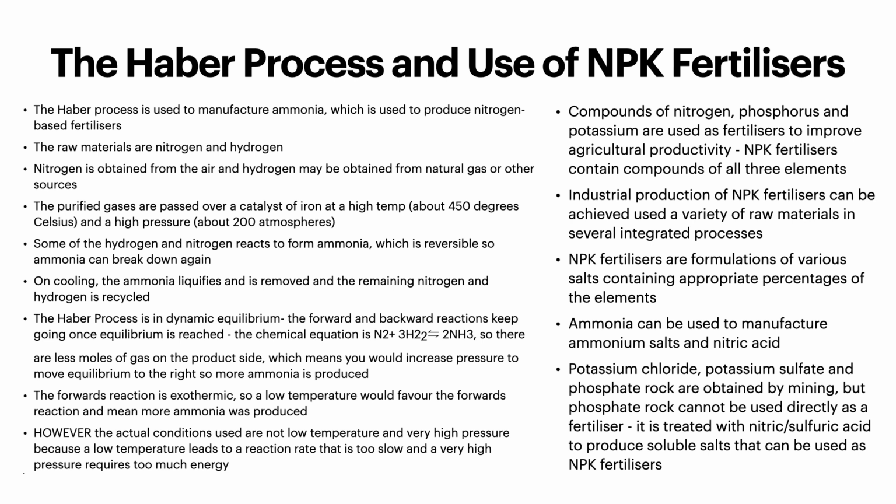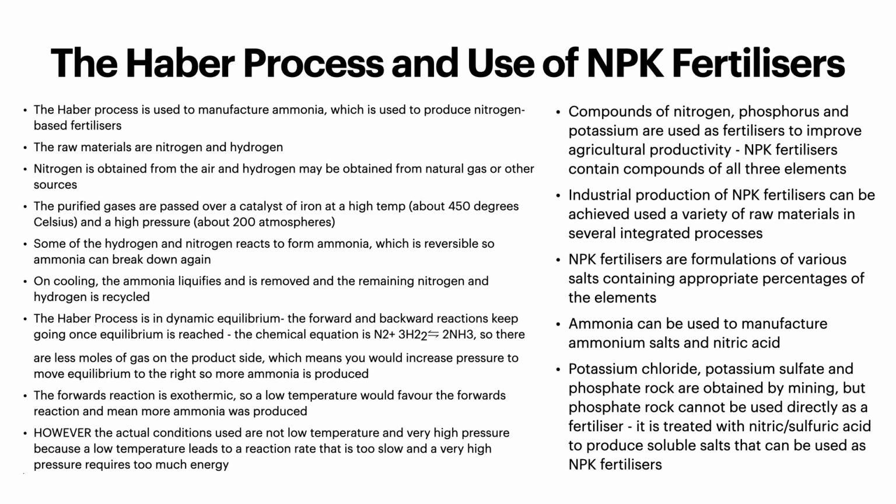You can see here the chemical equation. Just to clarify, there's not meant to be two twos on the end of the hydrogen, that's just a 1, 2. Apologies for that. As you can see in the chemical equation, there are more moles on the reactants side on the left-hand side than on the product side, which means if you increase pressure, equilibrium moves to the right, so more ammonia is produced. Hence why you have a very high pressure with this process.